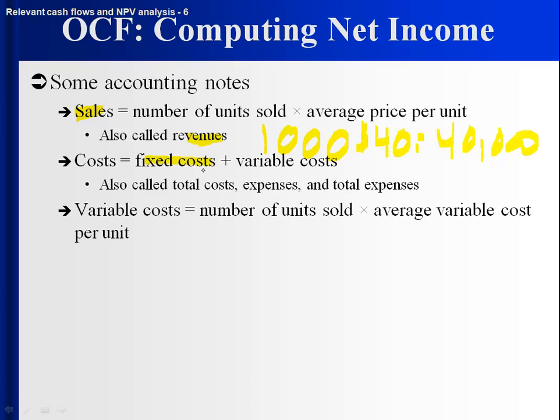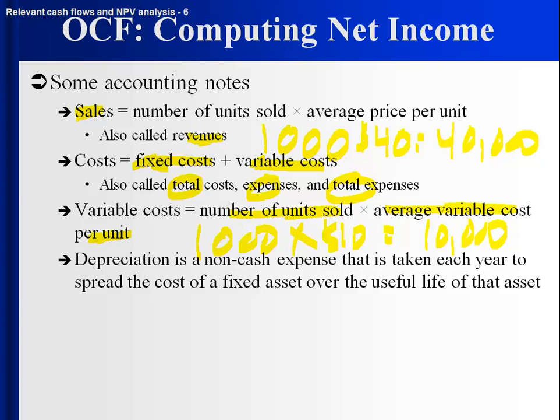Costs, there's two kinds of costs, fixed costs and variable costs. And sometimes costs are called total costs, expenses, or total expenses. And there's two components, fixed and variable. Variable changes with the number of units that are sold. So variable costs would just be the number of units sold times the average variable cost per unit. So suppose here we have 1,000 units, and suppose those are our kid shoes that we sell for 40, and the leather needed for them costs $10. We'd have a variable cost of $10,000. If we only sold one pair of shoes, then the variable cost would be $10.